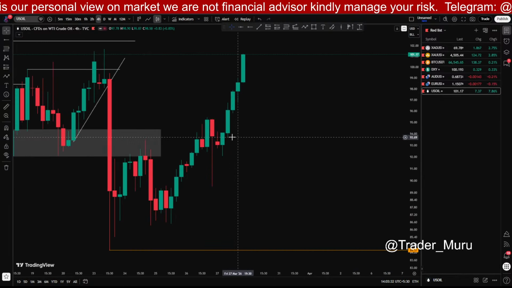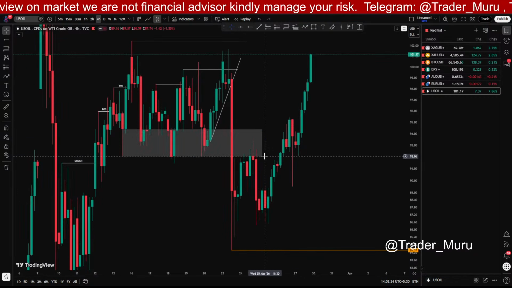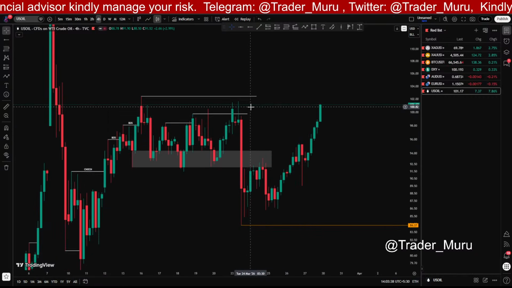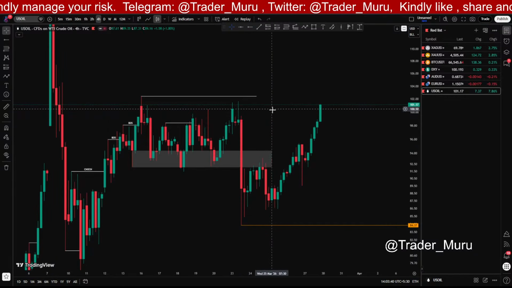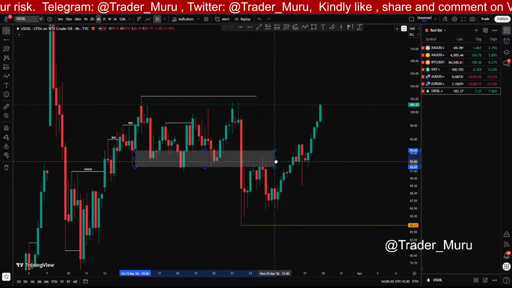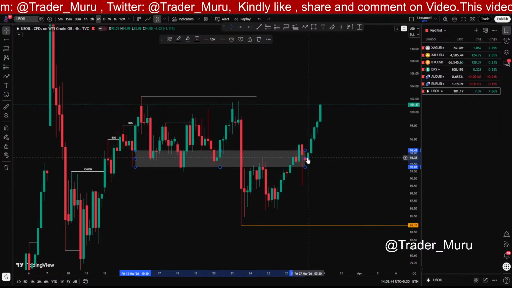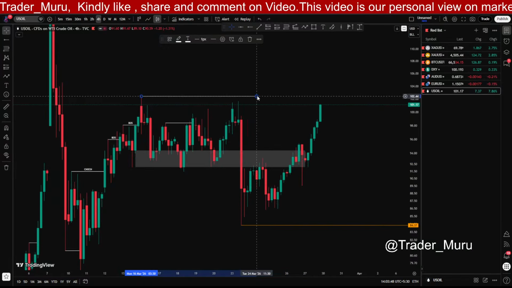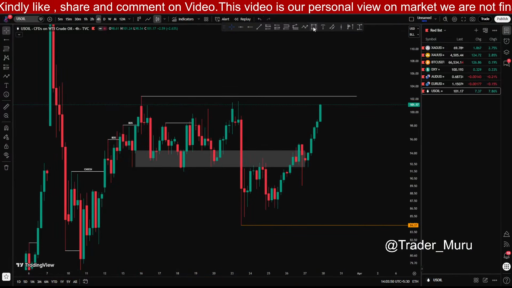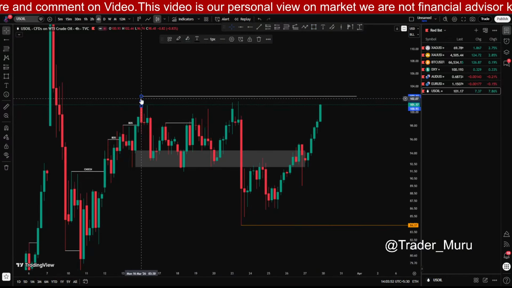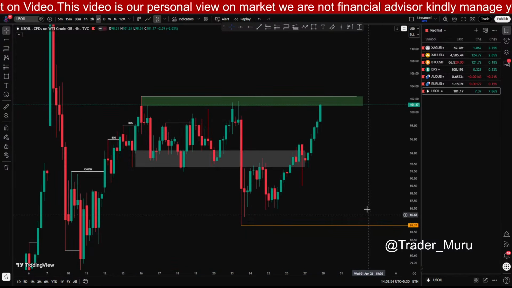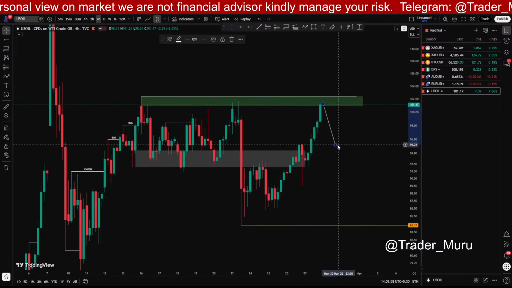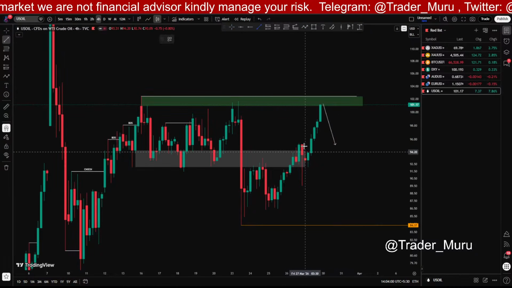I have recently taken a short on oil, but as you can see it hit my break even and now again it is going upside, so I will watch for re-entry near this area. It is still bearish, but let's see what we get from here. It should drop again at least to this area around 95.